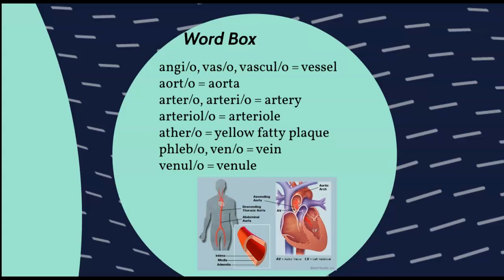Artero or arterio or artery, so polyarteritis, inflammation of many arteries. Arterial, athero, so you probably have heard the term atherosclerosis, hardening that's inside the heart. When we think about yellow fatty plaque, think about the plaque you get on your teeth that builds up. It's very similar in the heart, and when it gets hard, blood can't flow through the heart the way it needs to. Phlebo and veno both mean vein.